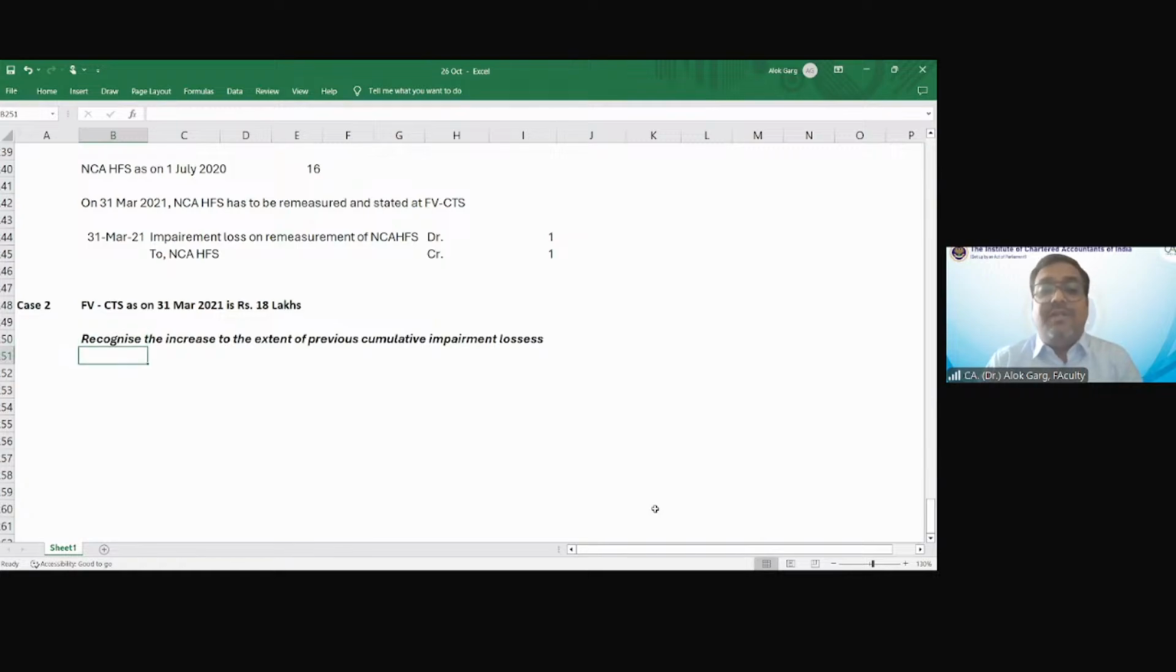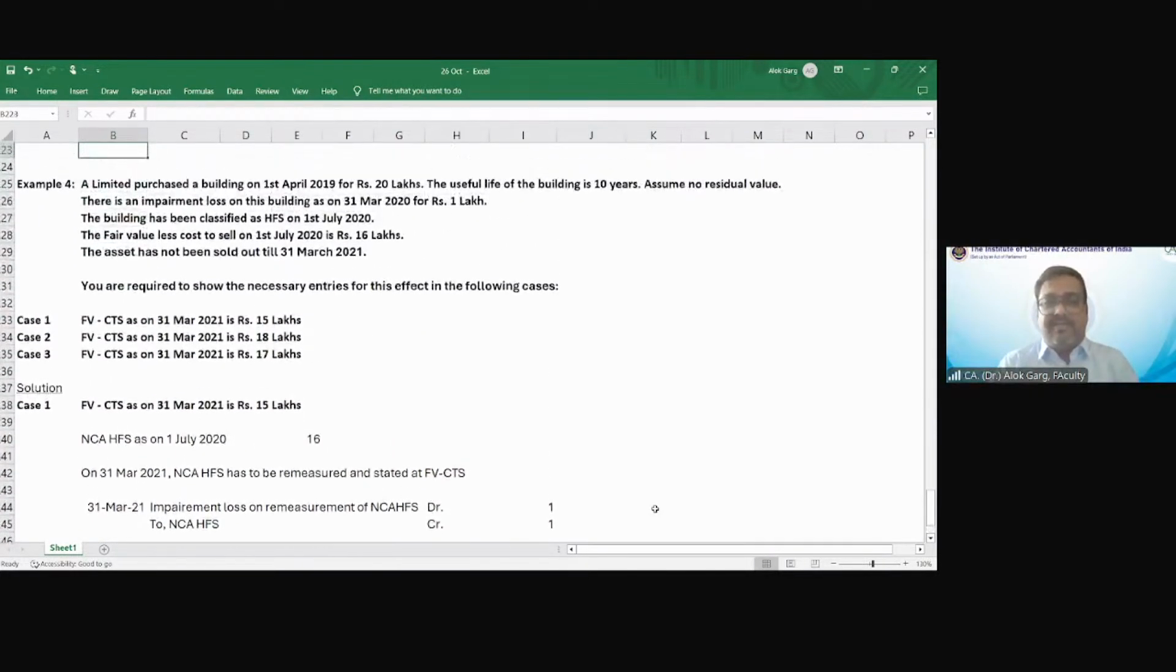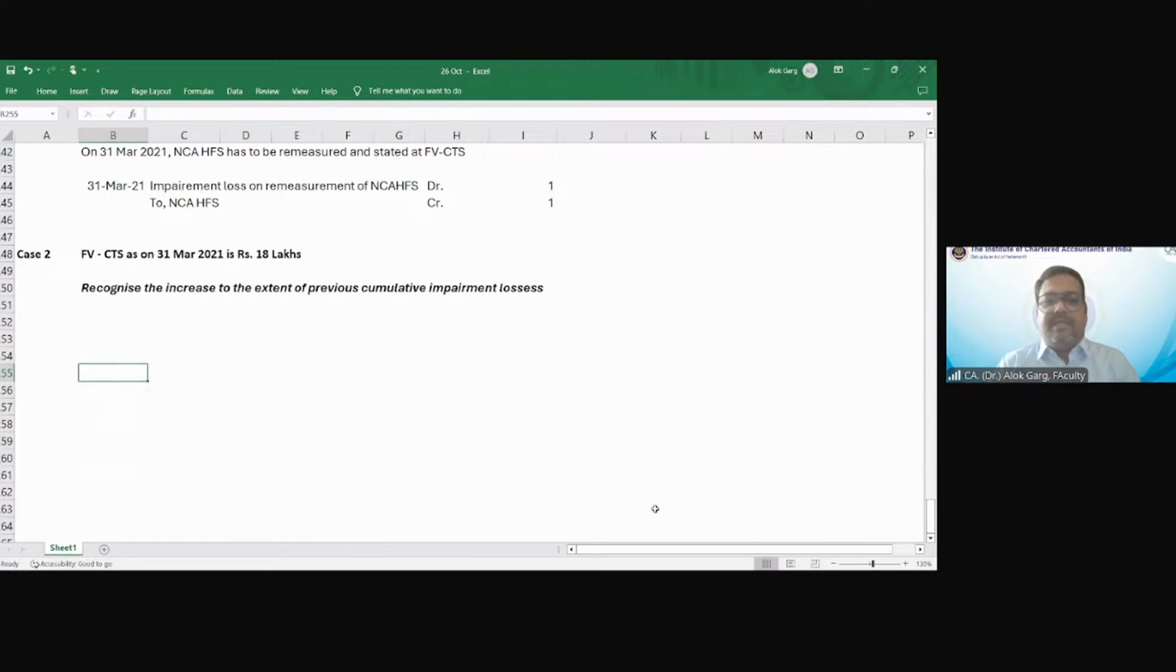Tell me, what is the impairment loss on this asset? इस asset पे कितने impairment loss हैं? Go step by step. 1 लाख का impairment loss है ना, या लिखा है there is an impairment loss on this building as on 31st March 20, right? Yes, sir. 1 lakh. So when this asset was PP, during the life of PP, how much was the impairment loss? 1 lakh. ये समझ आ रहा है ना सबको? Is that clear or not clear? Yes, sir.